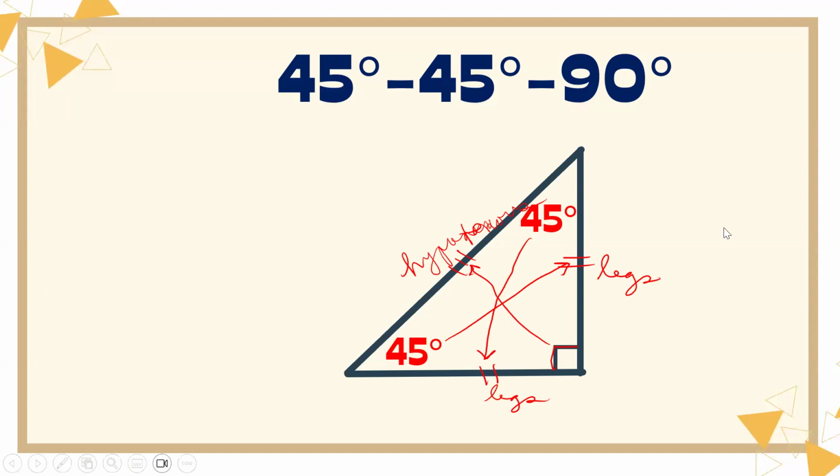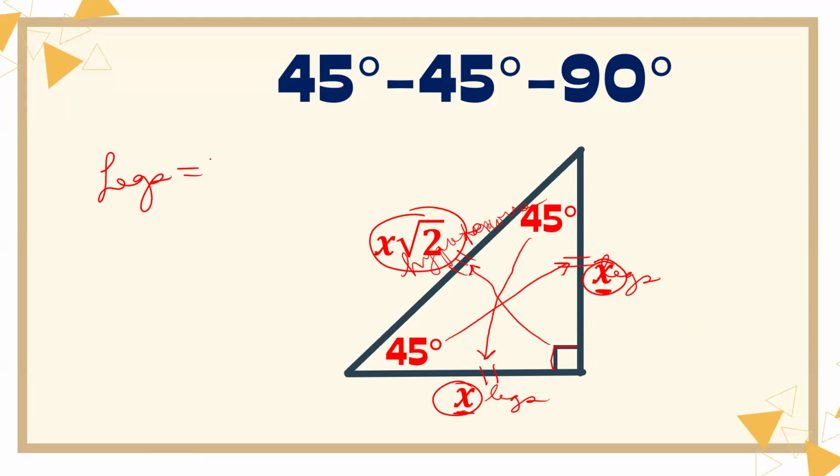Now, what is the relationship of the length of the sides of the triangle with each of the angles opposite them? We say that each of the legs are congruent, meaning they have the same length, which we can represent as x, and the hypotenuse has a length of x square root of 2. So again, the legs have a length of x, the hypotenuse has a length of x square root of 2.